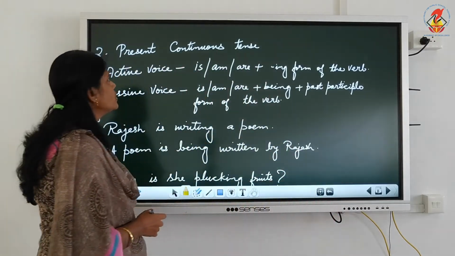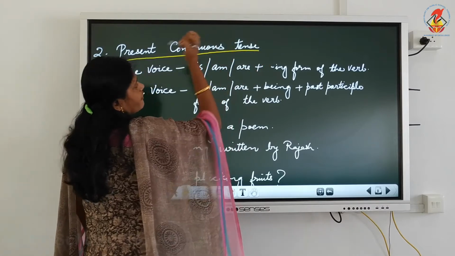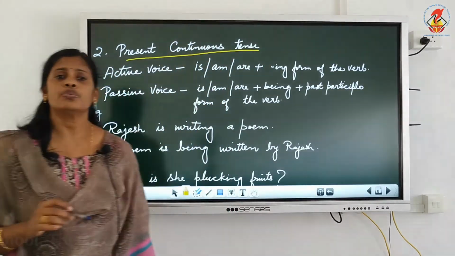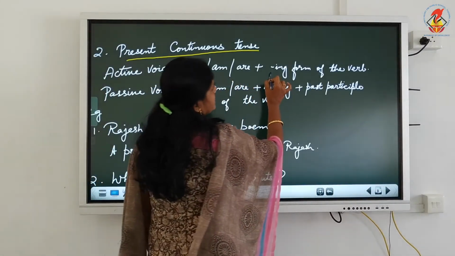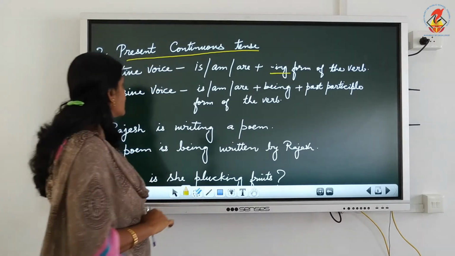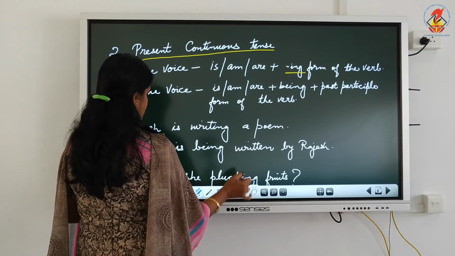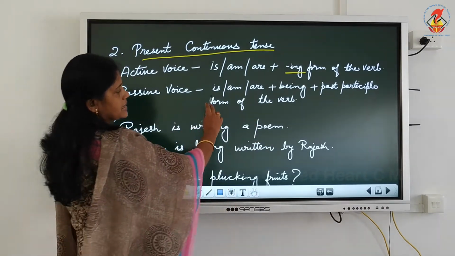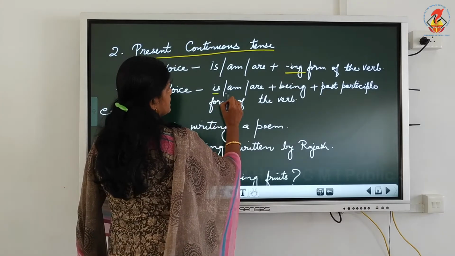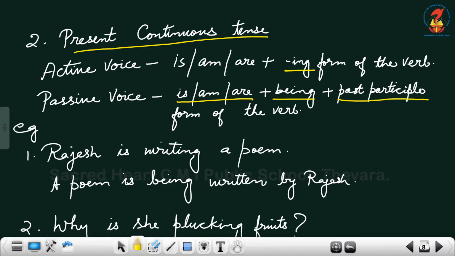Now we move on to the second type of tense. What is the second one? Present continuous tense. Whenever the word continuous comes, we use the verb ing form, isn't it? So active voice is am are plus the ing form of the verb, and in passive voice we use is am are plus being plus the past participle form. Extra word is coming, being, plus again the past participle form of the verb.